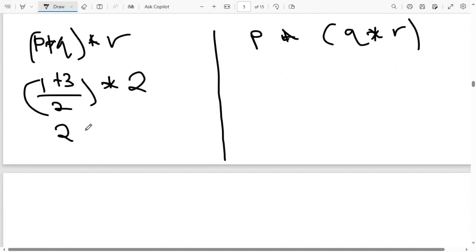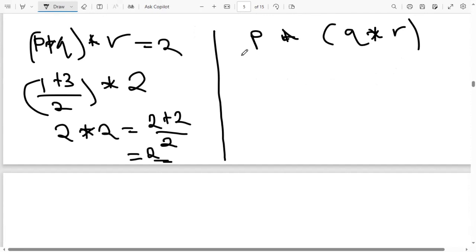So this is just going to be 2 star 2. By the binary operation that we have here, this simply means 2 plus 2 divided by 2. So this is going to give me 4, divided by 2, it will still be 2. So this guy here is given as 2. And then what will this give us here? We start with what is in the bracket. My P is 1 star, and then my Q is 3 star the R which is 2.